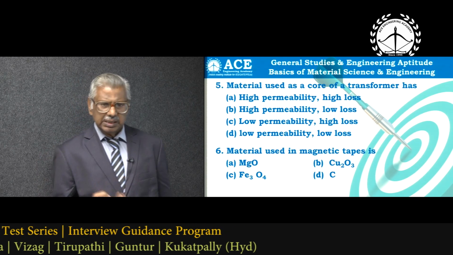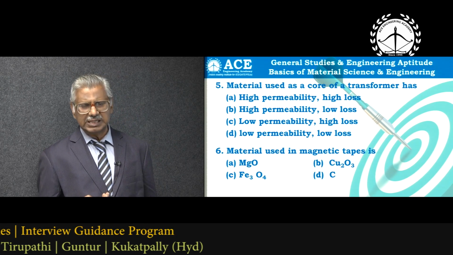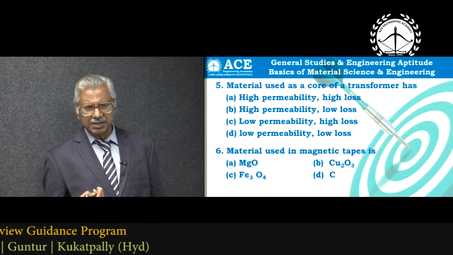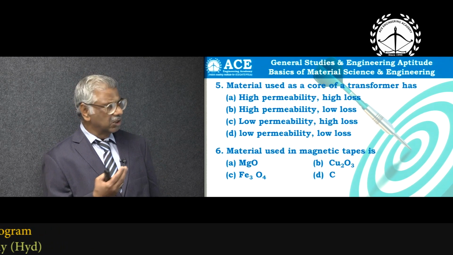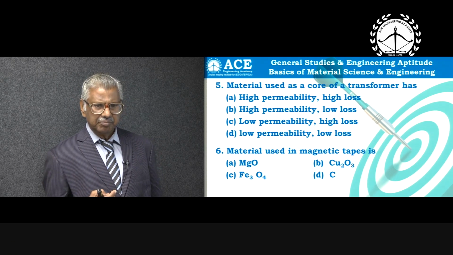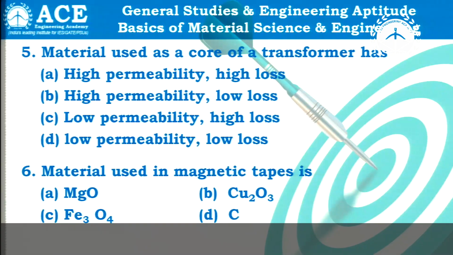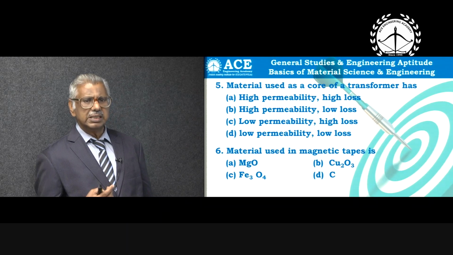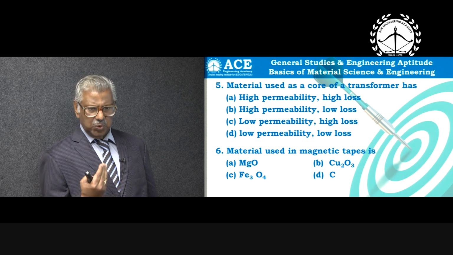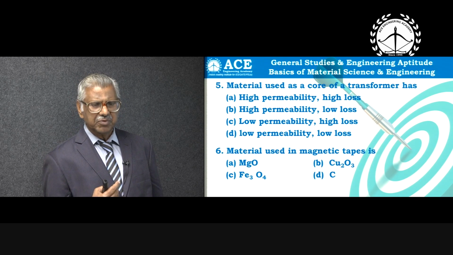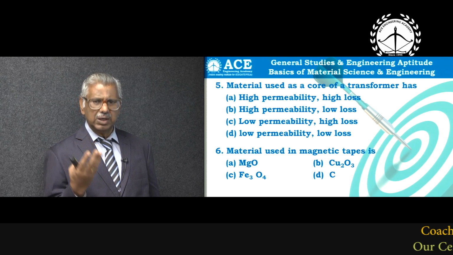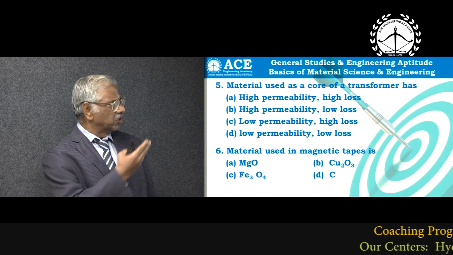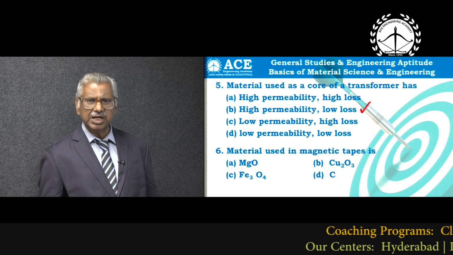Next, coming to the material used in transformers. Any transformer is used for transferring energy. So what should the core of a transformer satisfy? As you know, it must have a very high permeability and at the same time low losses. This is because when you use alternating voltages, the core should be very quickly magnetized and again quickly demagnetized. So from that point of view, we look for very high permeability, and there should always be low loss during the energy transfer. So B will be the correct answer for this kind of question.